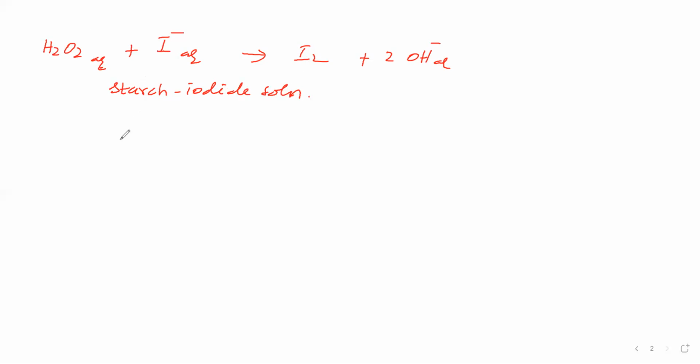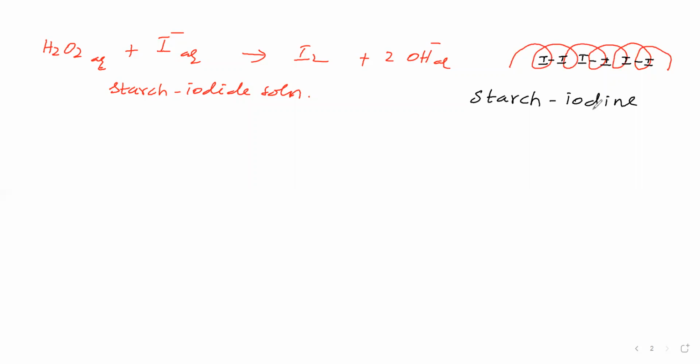Now this starch is a polymer, and it will be like a winding coil. Like this, the coil will be there. This is starch. Inside this coil, empty space will be there. That empty space will be occupied by iodine molecules. Like this, it is called a starch iodine complex. This exhibits blue or blue black color.